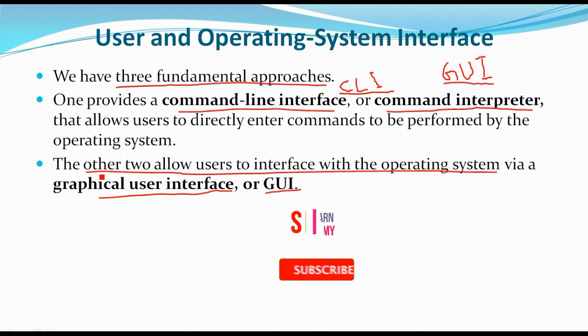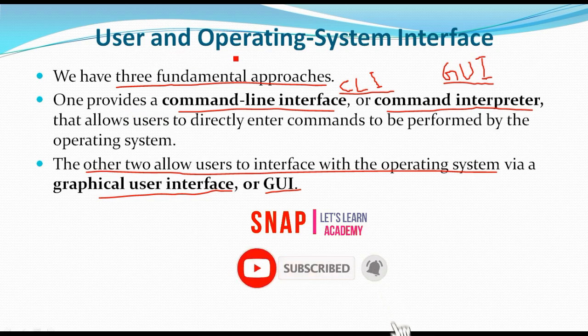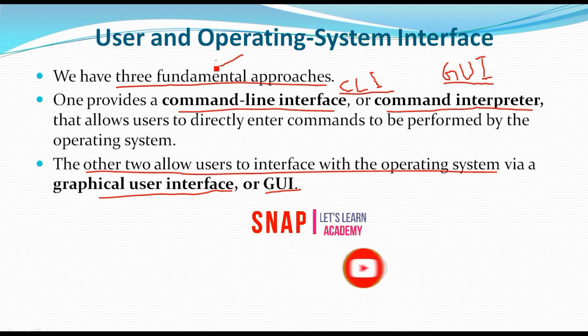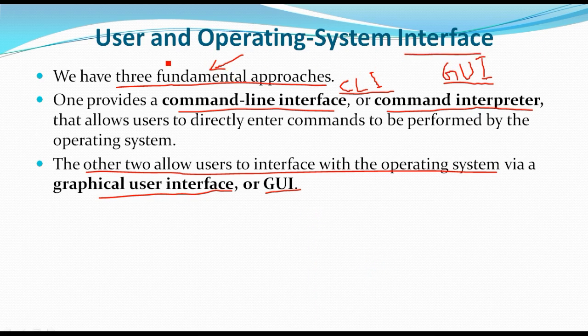As we said, there are 3 fundamental approaches for the user and operating system interface. One provides the command line interface, so the user can directly enter commands, and whatever operation or task the user wants to perform can be entered directly to the operating system via commands. We will understand what the command line interface is and how these commands are entered to be performed by the operating system.